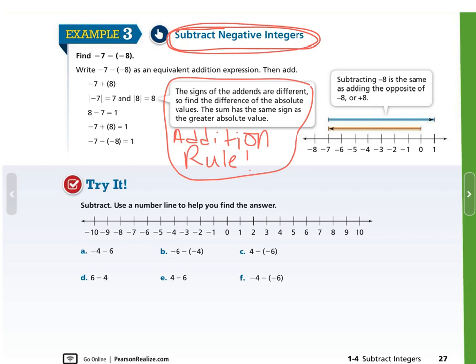Now we're going to use the try it questions at the bottom for practice. Do you notice that all of those integers in those expressions are either a positive 4 or a negative 4, and a positive 6 or a negative 6? The book did this intentionally because some of those answers will be the same while others are different. So the first thing that I want you to do is to pause this video and try rewriting each of those expressions as an addition problem. Come back in just a moment and we'll check those answers first before we try to solve the problems.